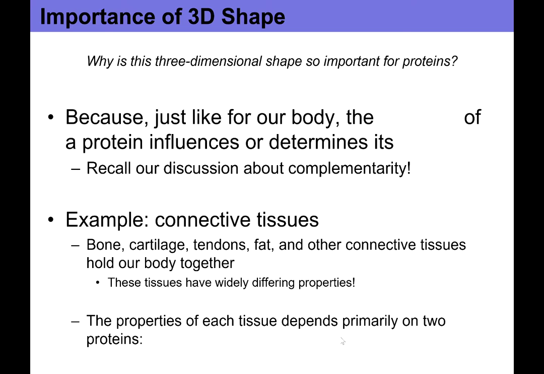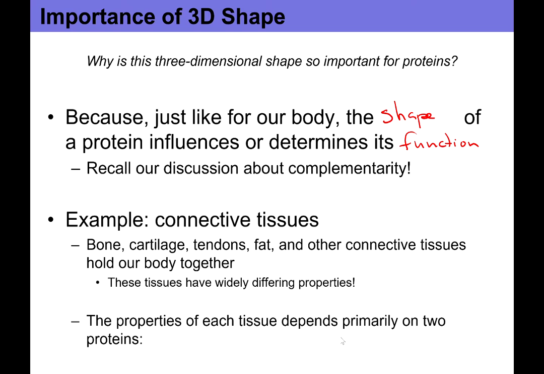The reason that three-dimensional shape is so important, as I've already mentioned, is just like it is for our body, the shape of a protein determines its function. Remember our discussion about complementarity. The shape of a protein determines its function. The needed function of a protein will determine its shape. The two things are not separable. They're both intertwined in this process. The shape of a protein tells you what it's going to do, and what a protein needs to do will in part determine what its shape should be.